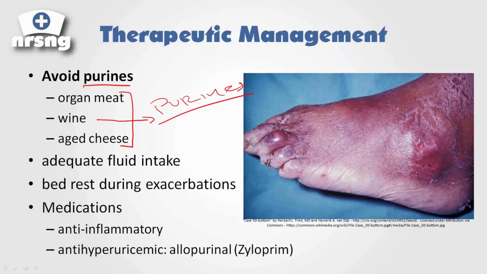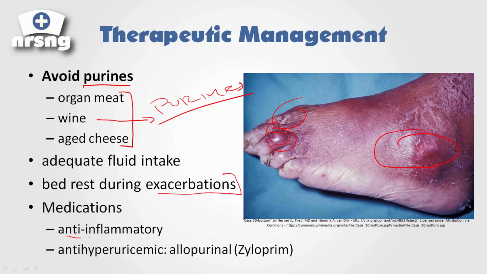So this would be the foot of a patient who has gout. You can see the gouty joints, the pruritus, the tophi, and just how painful that must be to these patients, okay? So I want you to keep in mind organ meat, wine, aged cheese, okay? We want to have them take increased adequate fluid intake. That's going to help flush the kidneys, keep the kidneys healthy with all this extra buildup of uric acid. Then you have bed rest during exacerbations, okay? They're going to go through these periods of exacerbations where it's going to be much more painful to them. And they really need to stay in bed and rest.